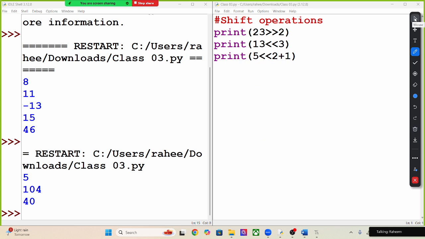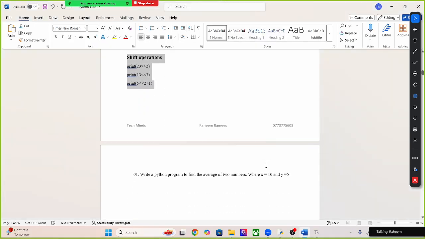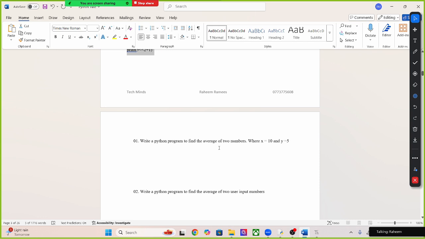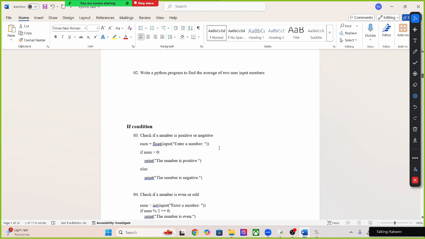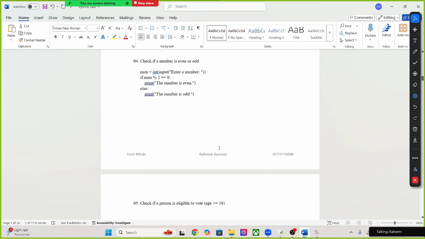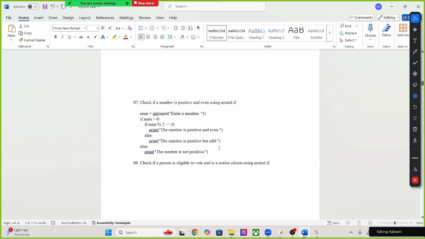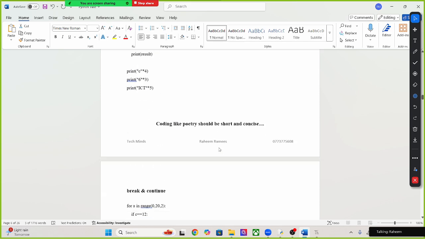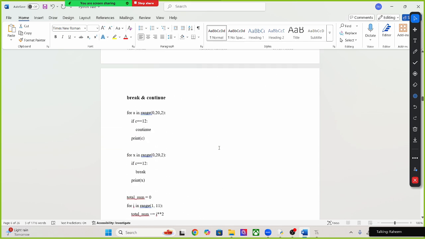Okay guys, in the third class we learned about comparison operators, bitwise operations, and shift operations. In the next class, class 4, we are going to code. I have given you two questions: write a Python program to find two averages, x equals y, and this thing. We will discuss if conditions, and I have given a few questions for if conditions. We will learn while and for loops, and after that break and continue. We will learn so many things.